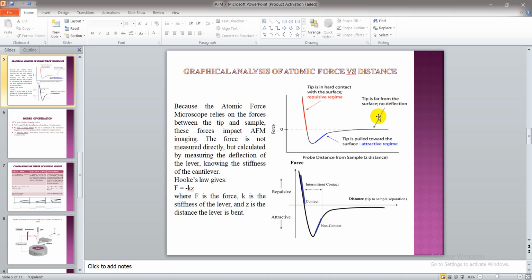Whatever the nomenclature or details we have mentioned in both the graphs, they are almost the same. Just for your convenience, I have made them two. So here this is the contact mode. We used to call it the repulsive region. Above 0 is the repulsive region, and below 0 is the attractive region. Or you can say above 0 we have a contact region, and below 0 we have a non-contact region. In between above 0 and below 0 we have this particular region that is known as intermittent mode.